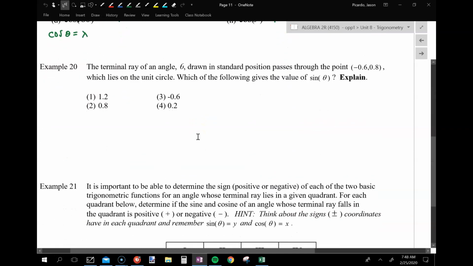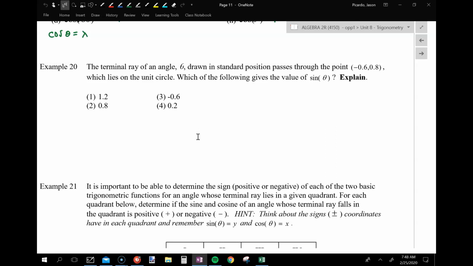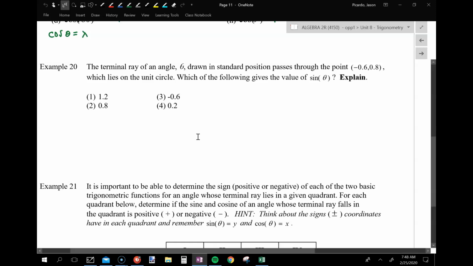All right, so now I get to some wordy stuff, okay? The terminal ray, drawn in standard position, passes through the point blank, which lies on the unit circle. Which of the following gives the value of sine? So guys, this is a little bit different, right? But what we want to do is see if we can draw the picture to understand what's going on.